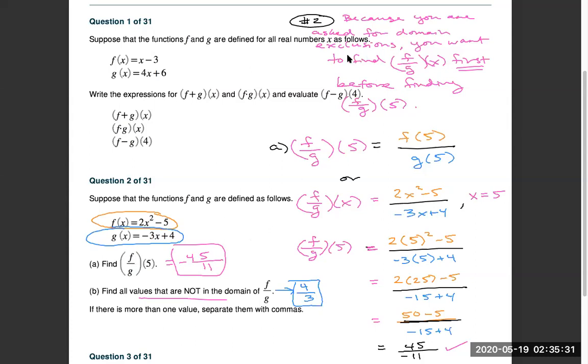All right, that covers the first 2 problems in operations with functions. The first 4, we're going to cover composites separately. So I've already taken a screenshot. I'm going to stop this video and then just start a new video with composite functions next.